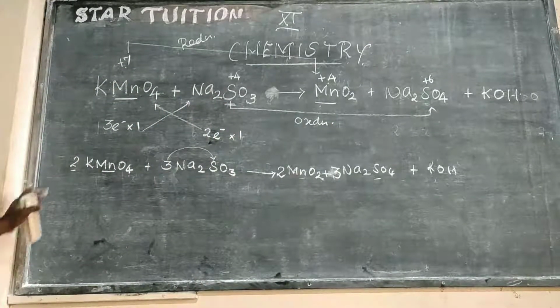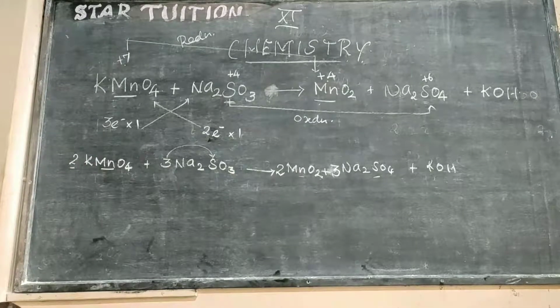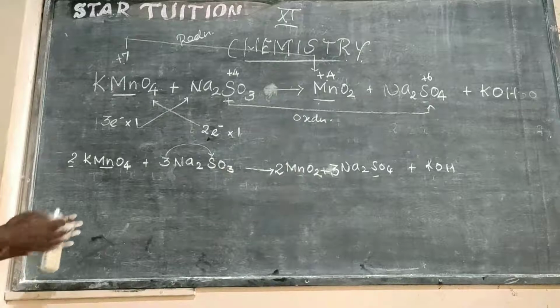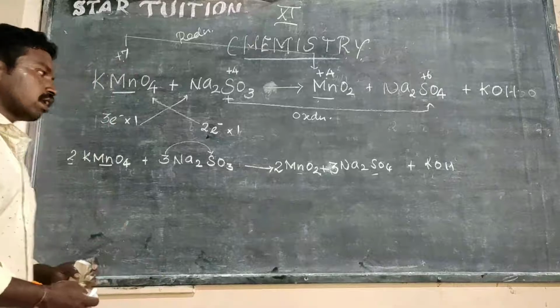Now sulfur is also balanced. Then step 1 completed, step 2 completed, step 3 completed. Then step 4, balance the atoms other than hydrogen and oxygen. Hydrogen and oxygen thavira meethi irukkira ellathaiyum balance pannanum.